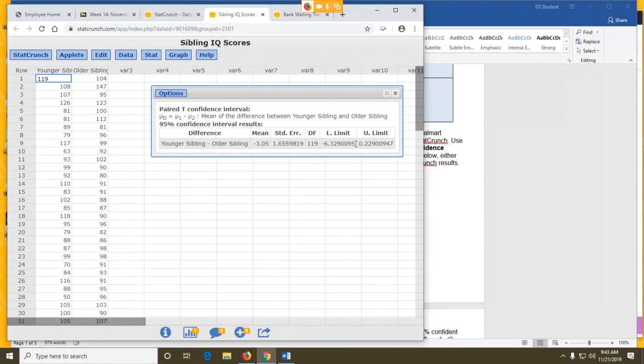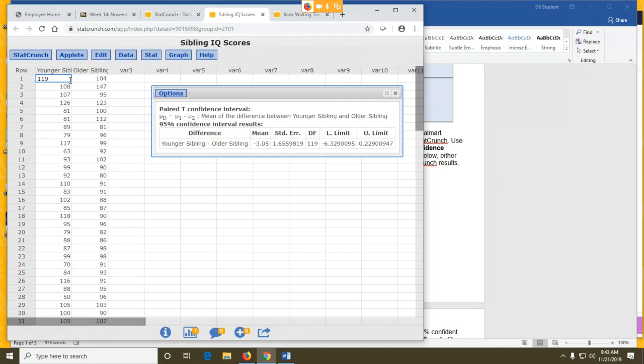When you do things with paired data, it's really important to see whether 0 is in the interval or not. In this one, 0 is in the interval because I've got a negative lower limit and my upper limit is positive. If 0 is in the interval, that means that technically the two scores could be the same, so the younger and older siblings got the same scores. What this would tell me is that there's not a significant difference in the scores for the younger and the older siblings.